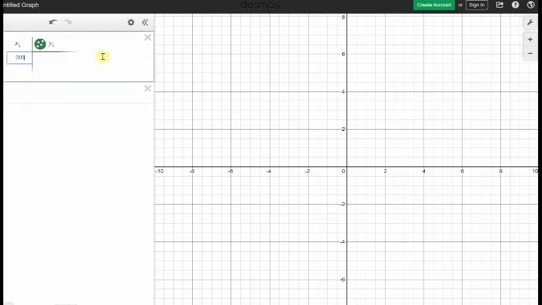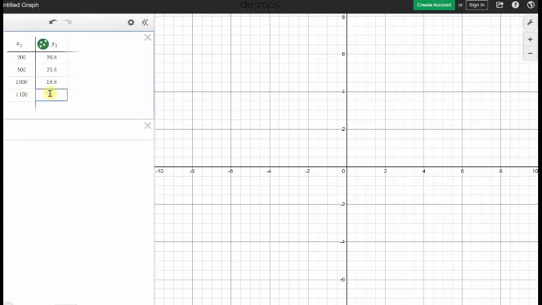So it was 200 meters above sea level was 26.8. 500 was 23.8. 1,000 was 18.8. 1,100 meters above sea level down to 17.8 degrees Celsius, and finally 2,000 meters, 2 kilometers above sea level, we're down to 8.8 degrees Celsius.